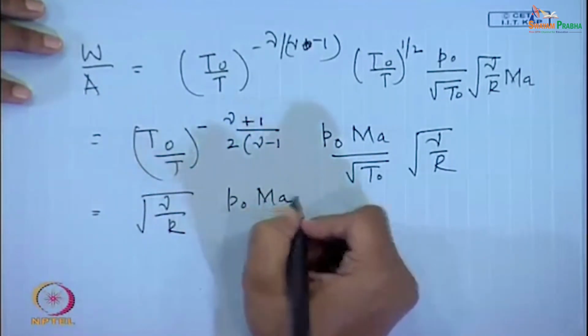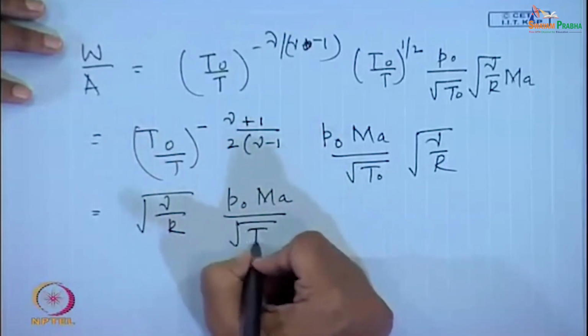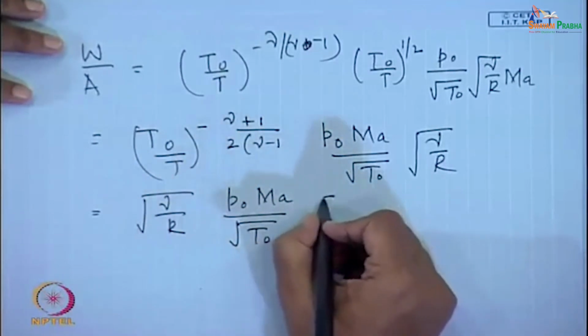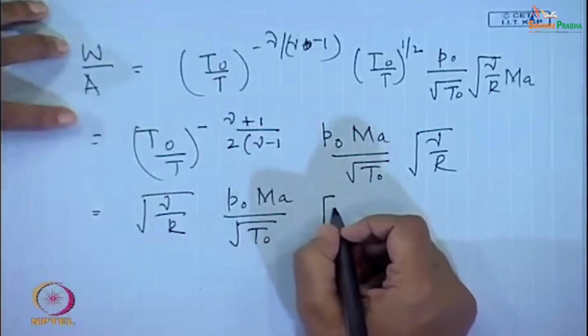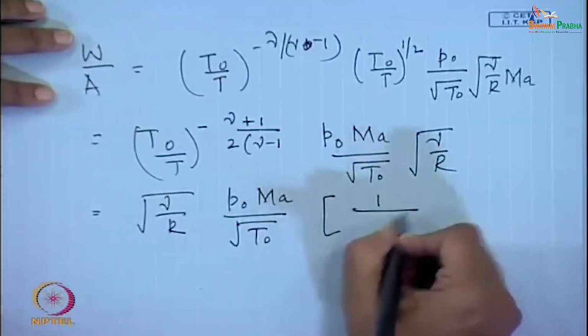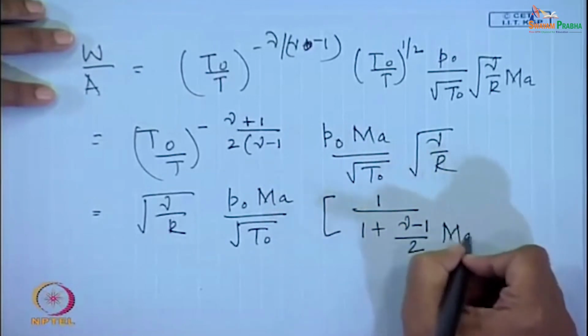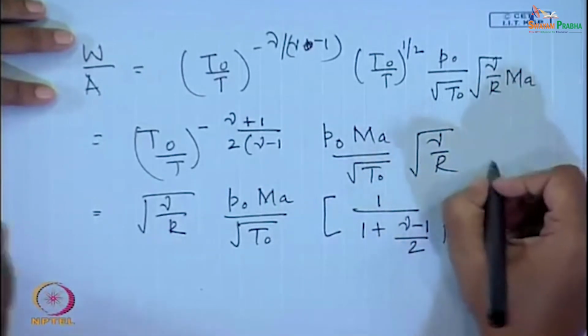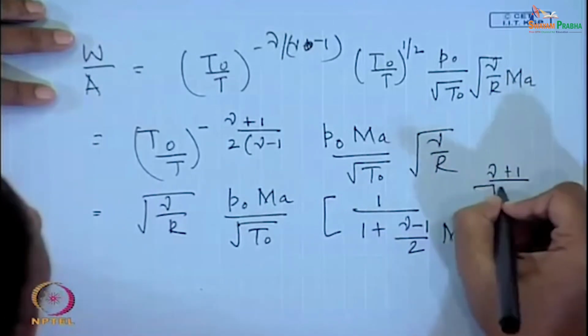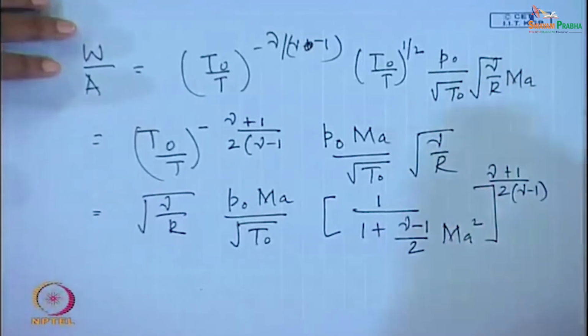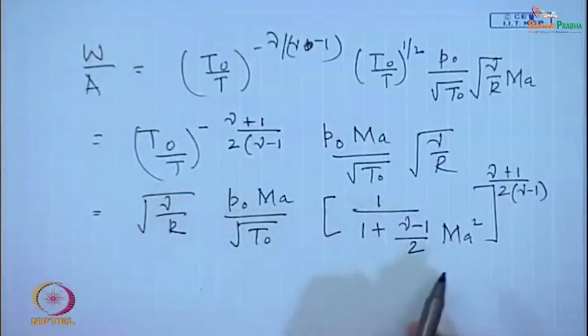I am just bringing all my known parameters towards the left. This whole thing T 0 by T I will substitute, I get 1 by 1 plus gamma minus 1 by 2 M A square, this is gamma plus 1 by 2 into gamma minus 1. So, this is the final expression.